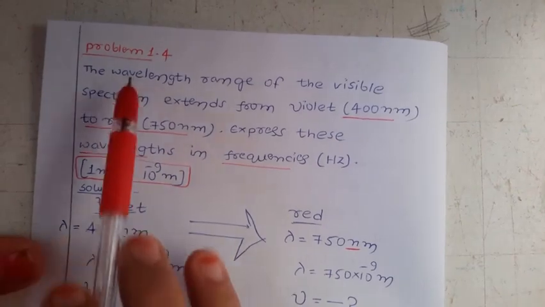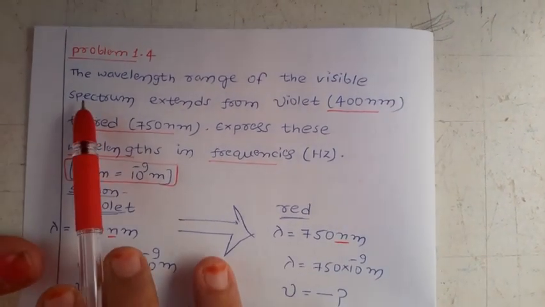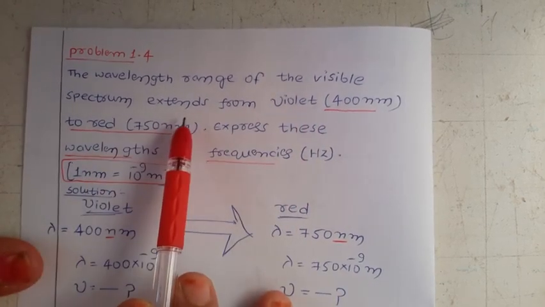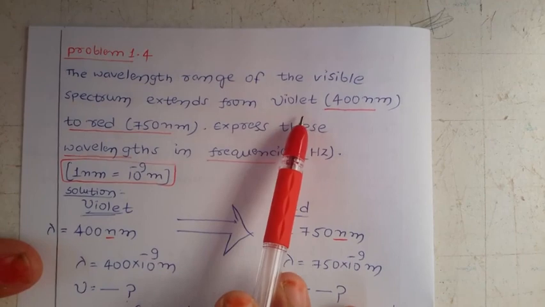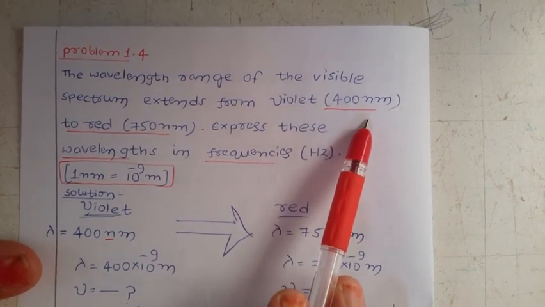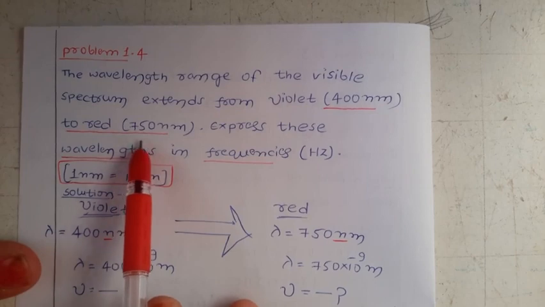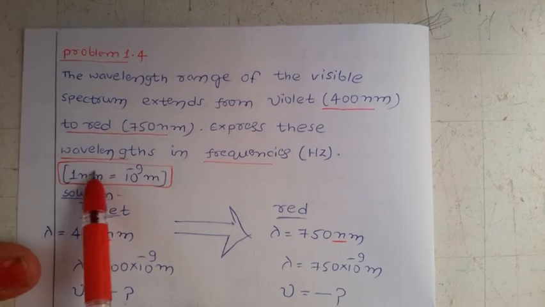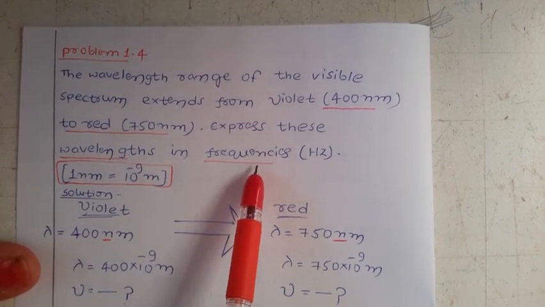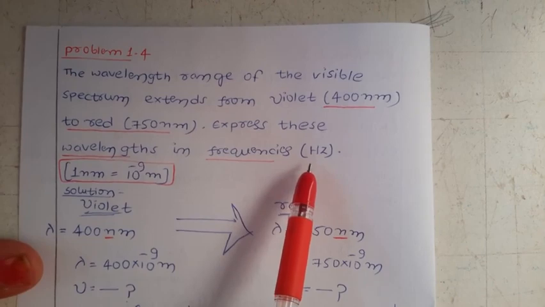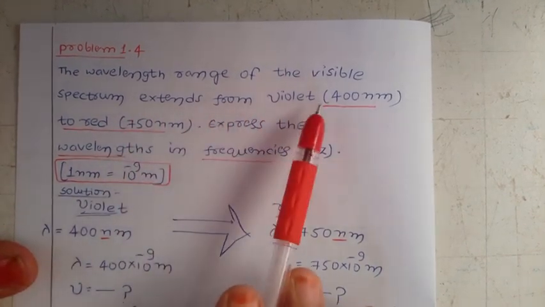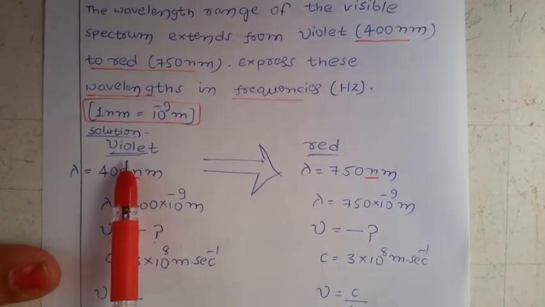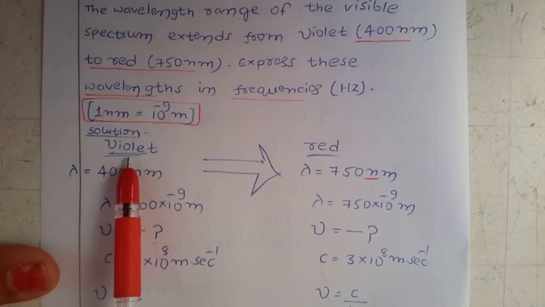Problem number 1.4. Okay, what is the question given? The wavelength range of the visible spectrum extended from violet 400 nanometers to red 750 nanometers. Okay, express these wavelengths in frequencies, and that too in hertz. So here some visible spectrum is extended. If you go for the solution, what is the given data? It is going to extend from violet to red.